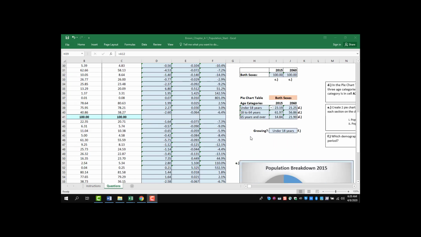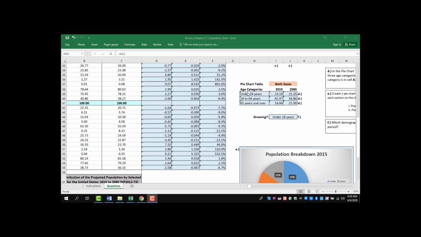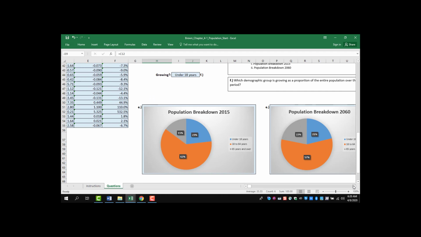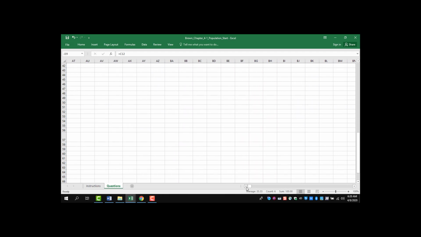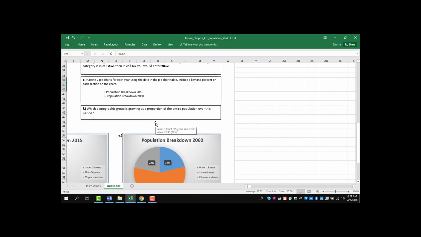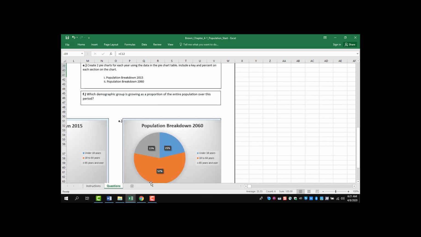So in terms of making a pie chart, I grabbed that data there for this pie chart, 2015, and then I grabbed that data there, held the control key, and grabbed that. So now I'm going to do this category with these age groups for 2060. And that's really it. I'm sure you can figure it out because it's a pretty simple problem.